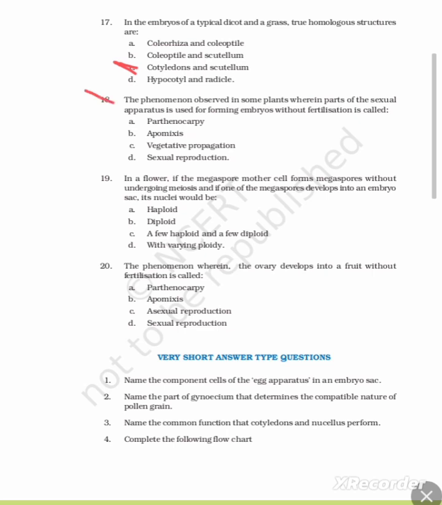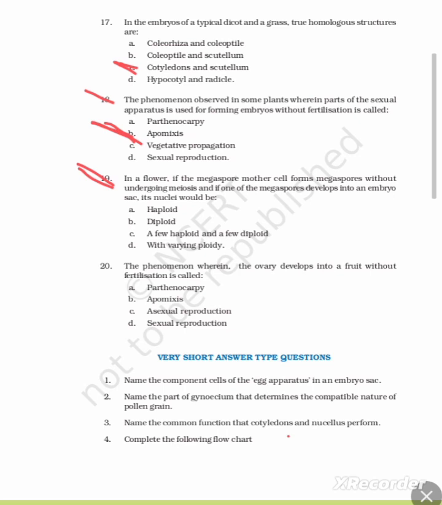18th question, the phenomenon observed in some plants wherein parts of the sexual apparatus are used for forming embryo without fertilization. So the right answer for this question is apomixis, development of seed without fertilization, but the parts of sexual apparatus are used.